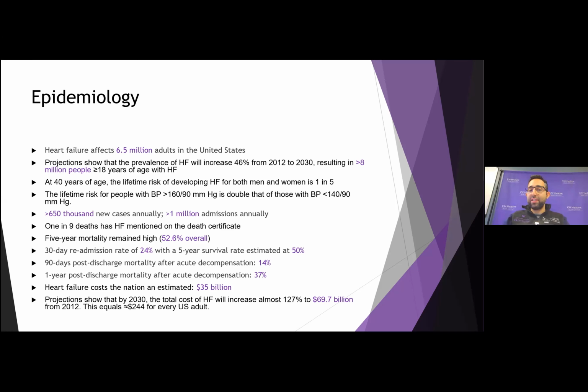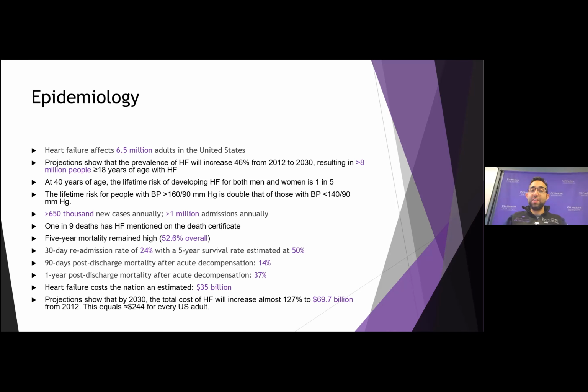Heart failure affects 6.5 million adults in the United States. It's projected to affect greater than 8 million people aged 18 and over. At 40 years of age, the lifetime risk of developing heart failure in both men and women is 1 out of 5. That's a board-related question or a buzz question that I've seen a couple of times in some question banks.